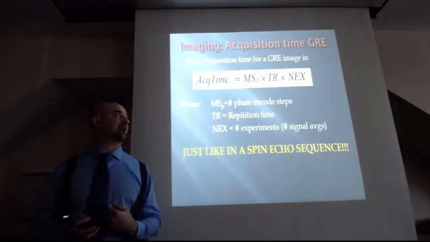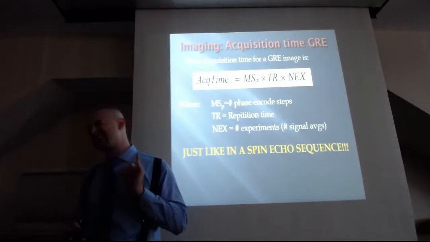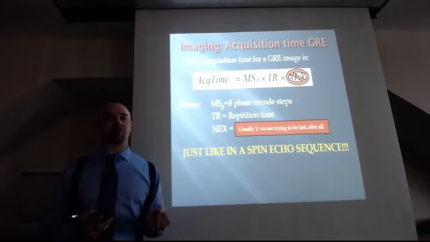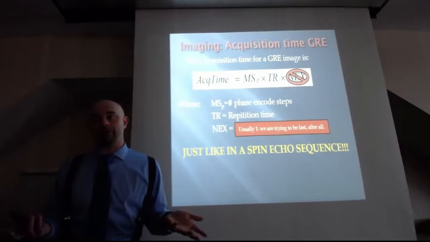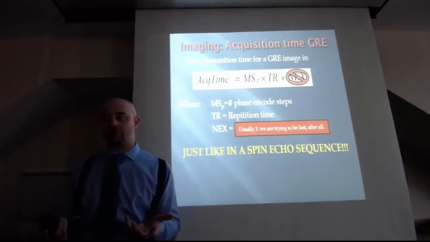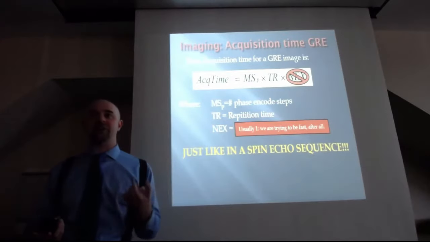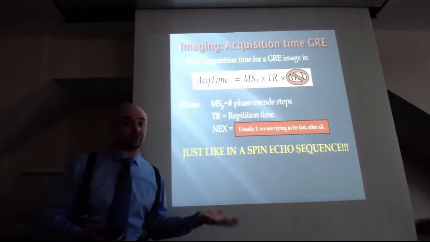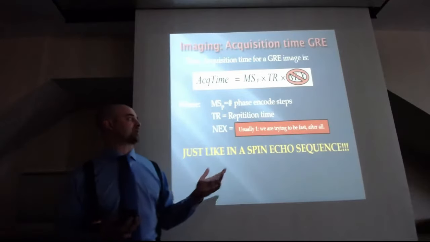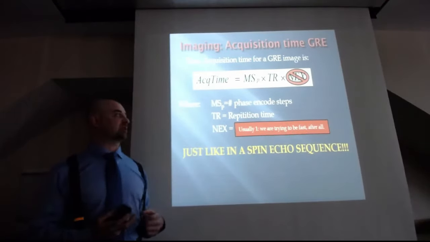Number of phase encode steps times the repetition time times NEX, except we can basically ignore the NEX because the number of experiments is always going to be 1, really. I mean, you can change it, but the whole point, the reason we're doing gradient echo imaging is because we need it to be fast, right? Maybe we need to do it within a breath hold for the patient. There's a bunch of reasons why we want sequences to be shorter.